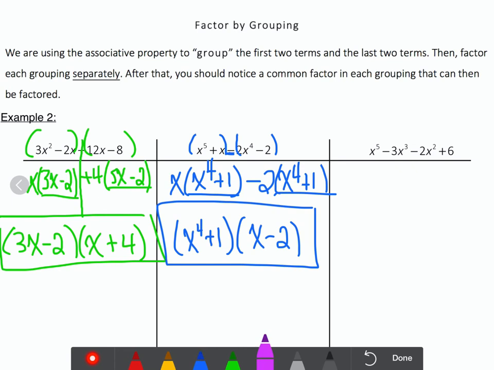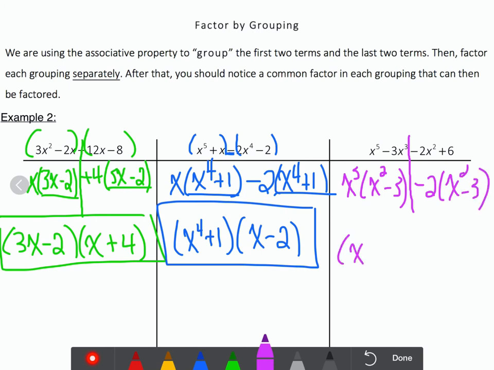Last example, again, I like to just split it down the middle. It makes it easier for me, so that's what I'll do in this example. Okay, first 2 terms, x cubed can be factored out. We're left with x squared minus 3. Okay, second 2 terms, a negative 2 can be factored out. I'm left with x squared minus 3. So I have x squared minus 3 times x to the 5th minus 2.